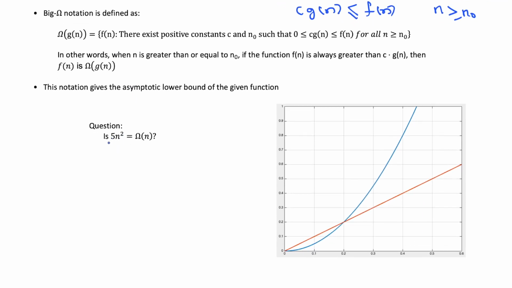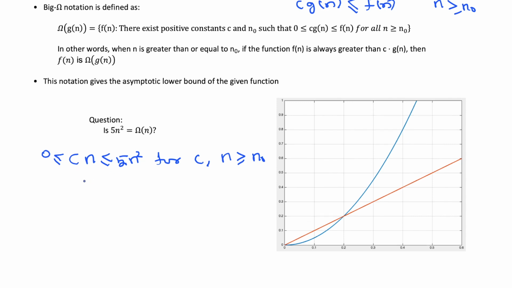We have to check whether 5n² can be written as big omega of n. If you want to write it this way, you will have to prove that some constant c times n is always less than or equal to 5n² for some positive value of c, as well as some n greater than or equal to n0. These function values should always be greater than 0, so we are considering only positive values. To prove that, we can write n² will always be greater than or equal to n for n greater than or equal to 1. This is a true statement.